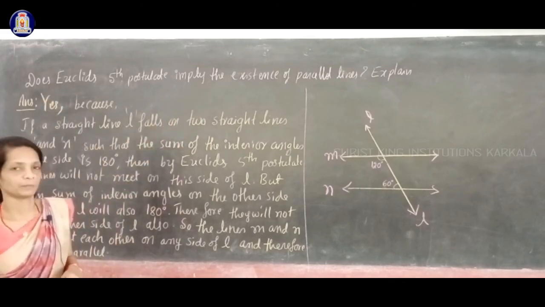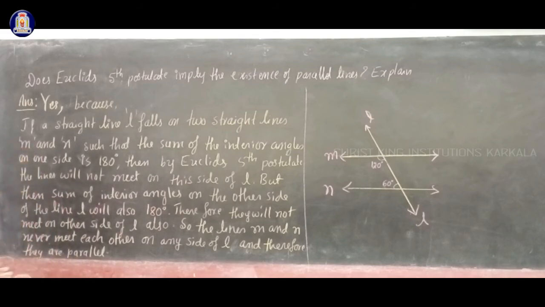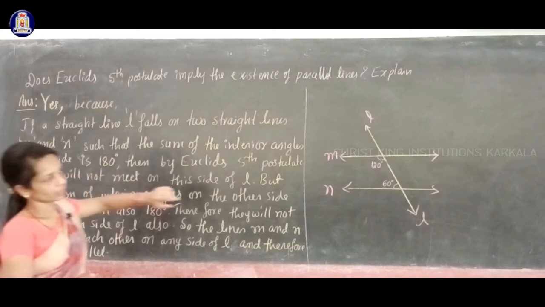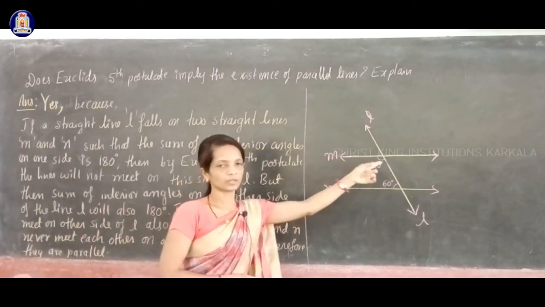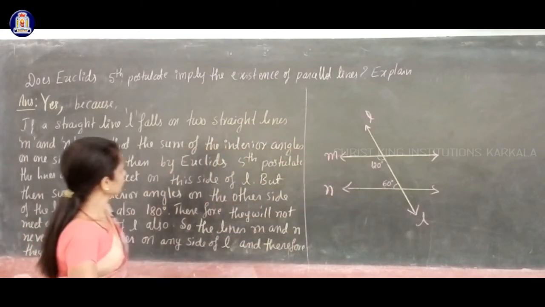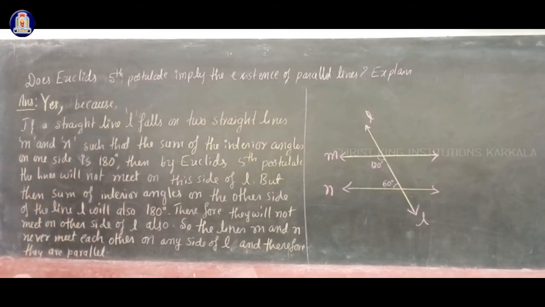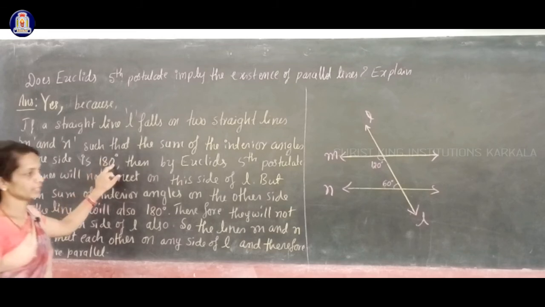Next and the last question of this chapter: does Euclid's fifth postulate imply the existence of parallel lines? Explain. Okay, yes, Euclid's fifth postulate implies the existence of parallel lines. Why? Because you have an answer like this. If a straight line L is falling on two straight lines M and N in such a way that the sum of two interior angles is equal to 180 degrees.